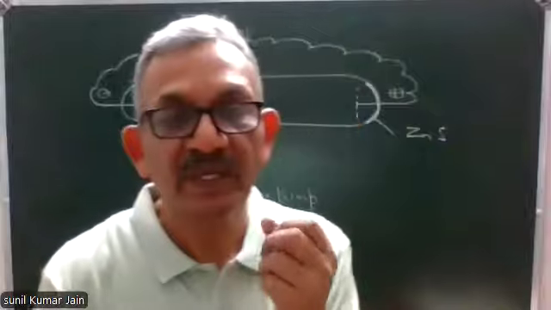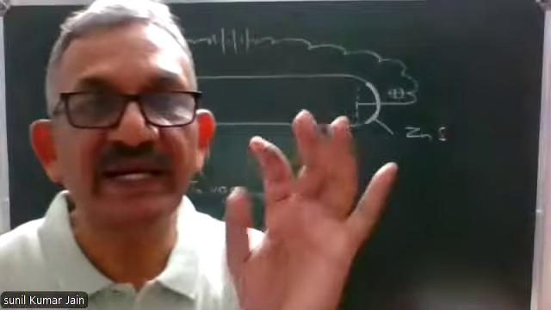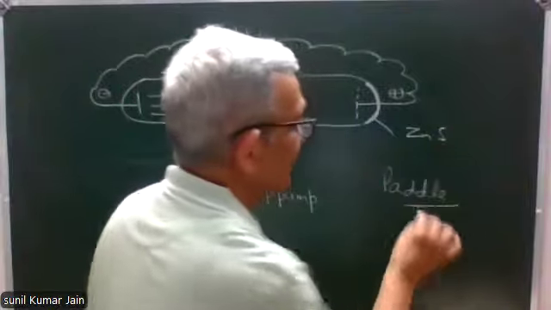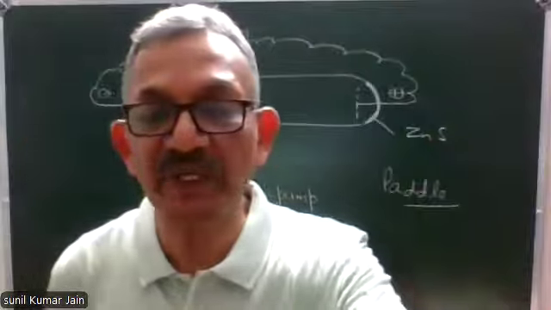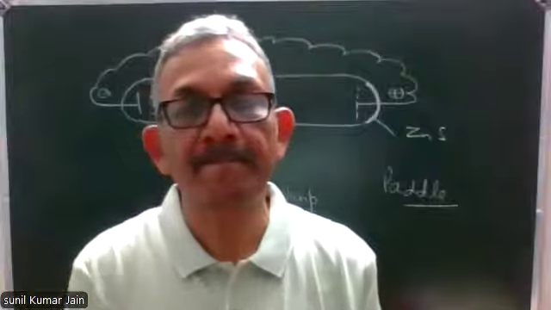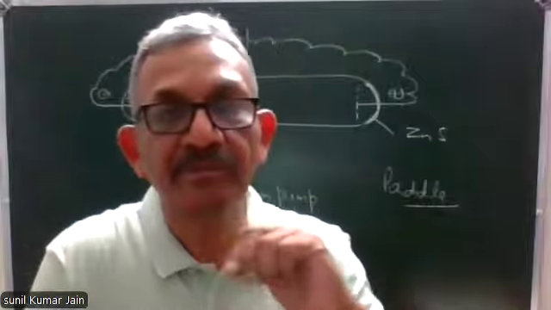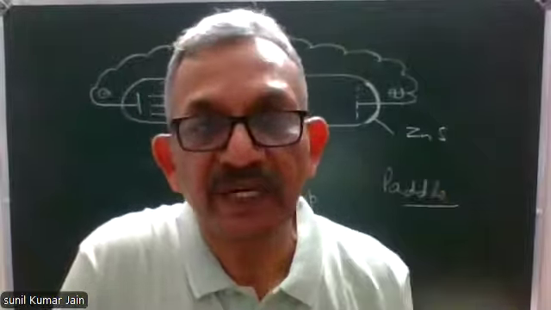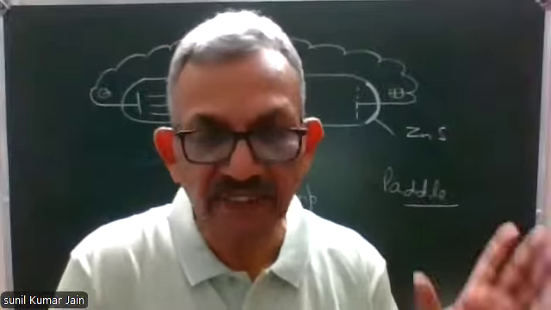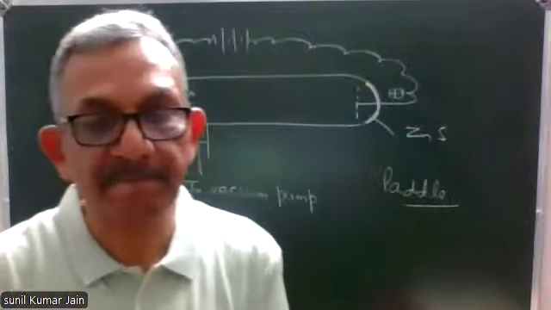So write down number four. They rotate a light paddle wheel, P-A-D-D-L-E, kept in their path, which proves that they are made up of material particles.